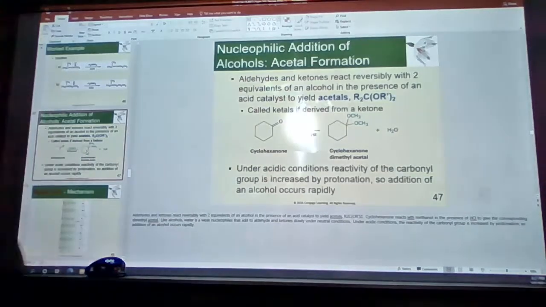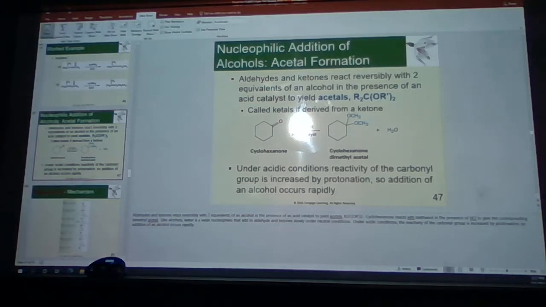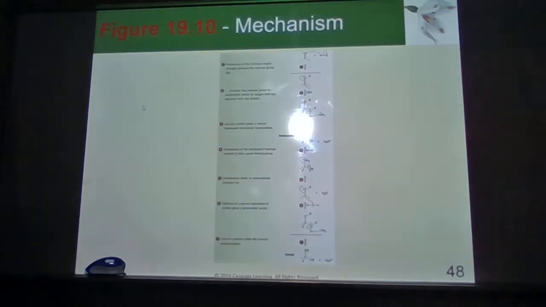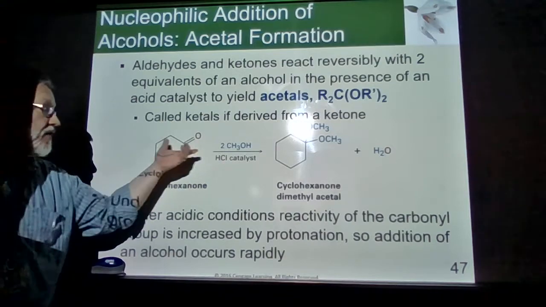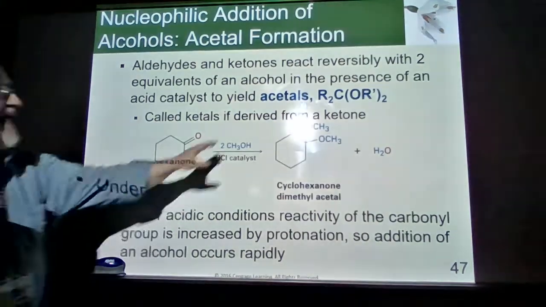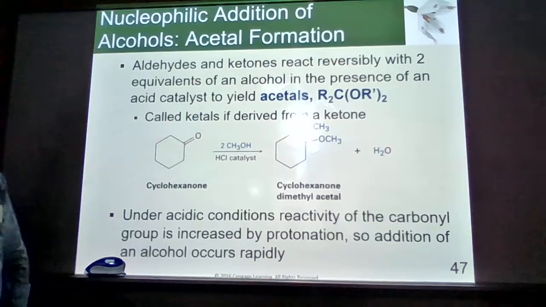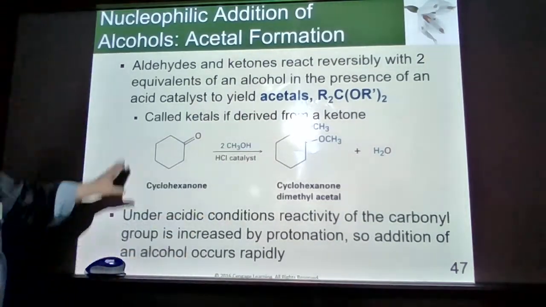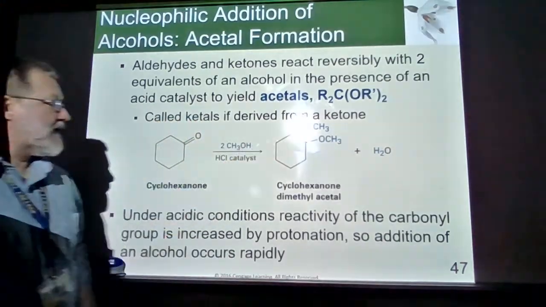We left off with talking about reactions that we can do with ketones. This can also be done with aldehydes, where we react the carbonyl-containing compound with two molecules of an alcohol. It can be done with the aldehyde. It gives us an acetal. If we do it from a ketone, these are called ketals.